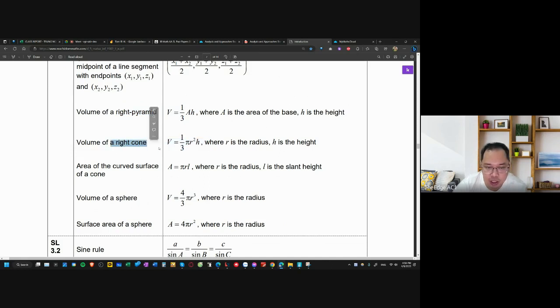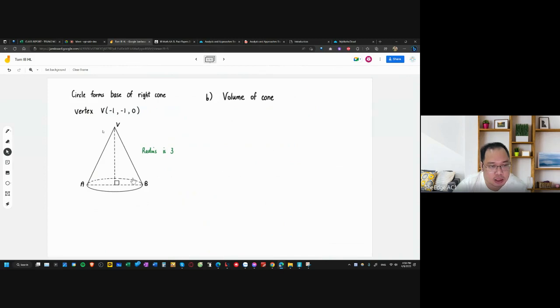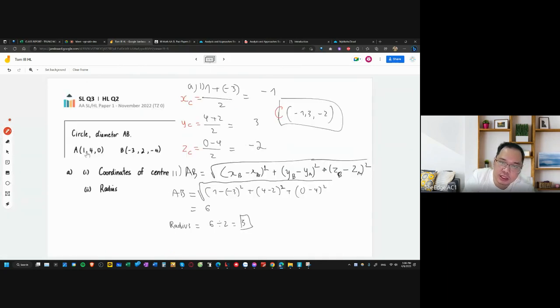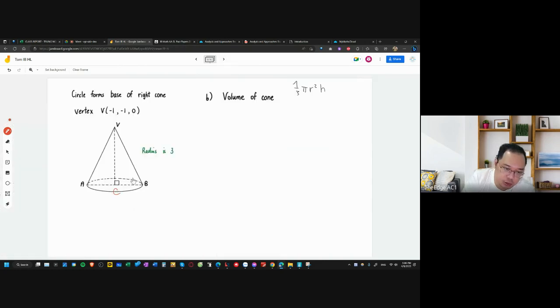1/3 of pi r squared. Yes, pi r squared is the area of the circle. And then multiply by the height. The height, we don't know the height. We have the vertex V here, and we have the coordinate of the point C, which is the center of the circle. The coordinates of V and C are given, so we can calculate the distance VC, which is the height of the cone.